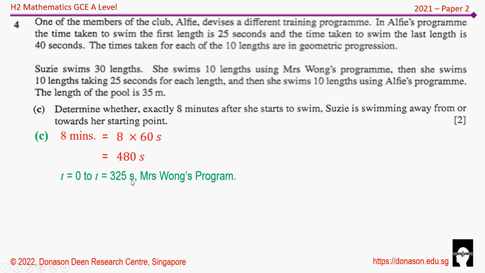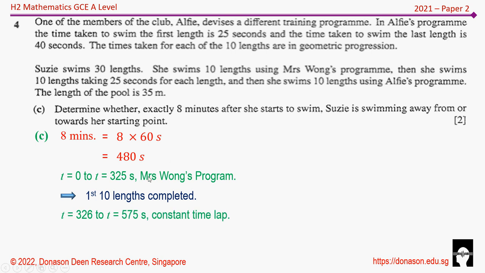The first 325 seconds would have been in Mrs. Wong's program. This 480 is bigger than that, so Mrs. Wong's program is completed, which means she has already done the first 10 lengths. So now let's work out from 326 to t equals 575 seconds. It's all constant lap, right?